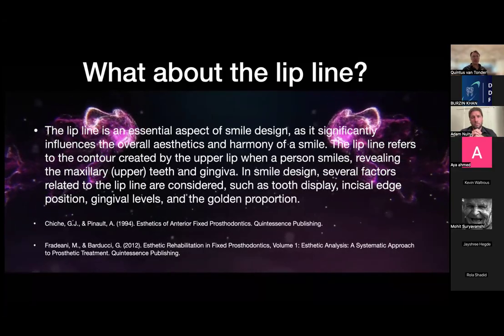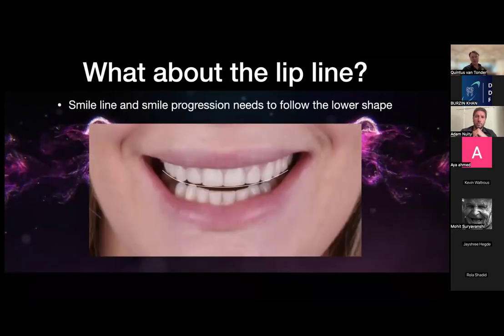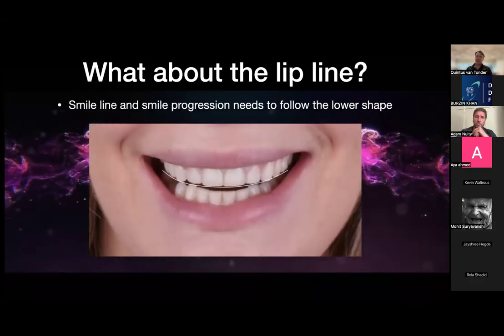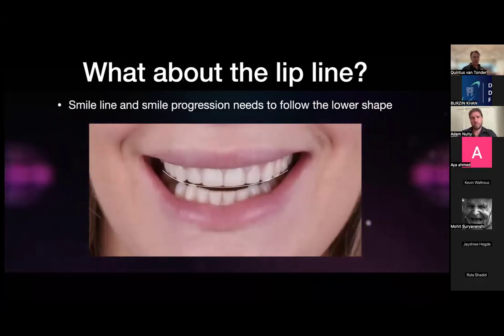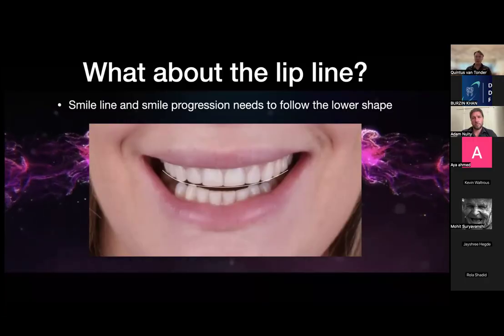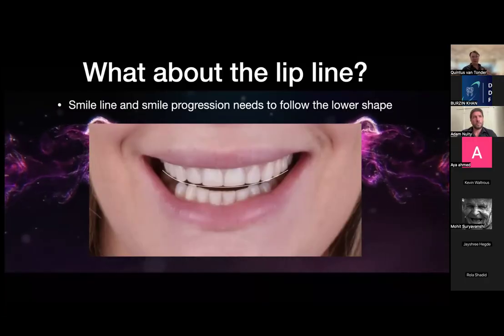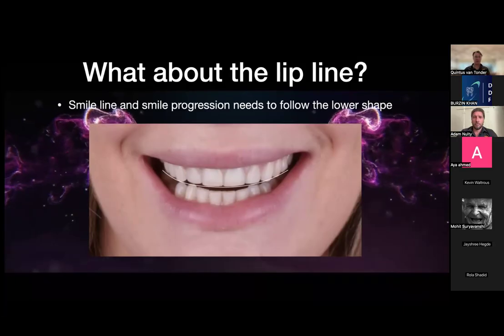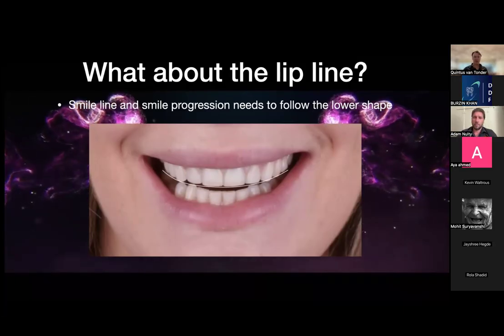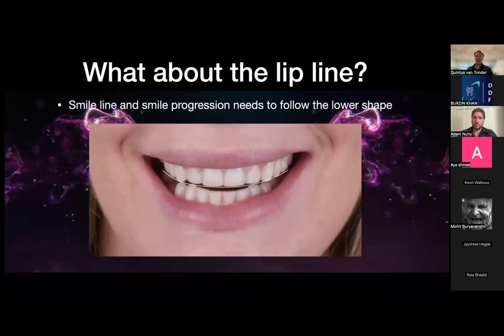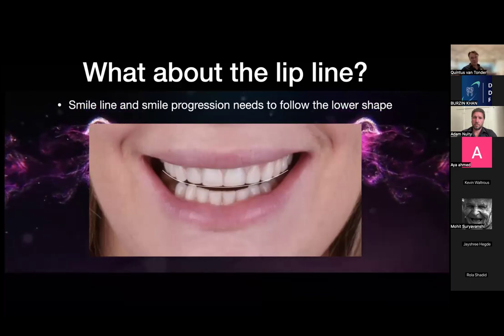But for me personally, Adam, if you go to the next slide, the lower lip line is actually, for me, more important than the upper lip line. So the upper lip line is going to determine how much gum the patient shows. So if we have to do FP1 or FP3 or whatever design we need to do. But the lower lip line is going to basically give us the curve that we need to design to.